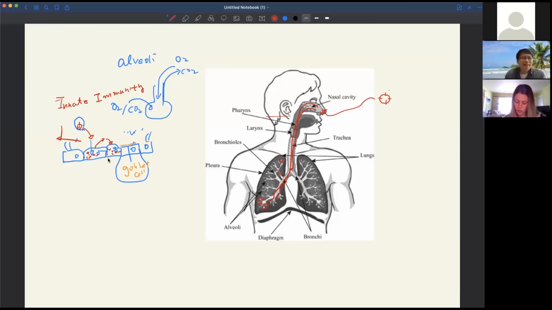Once this is going on, what's going to happen to these epithelial cells is that they're going to start to send out the emergency signal before we actually get there. Once they replicate, some of them will come out and infect the upper area, and some of the virus will come out this way.